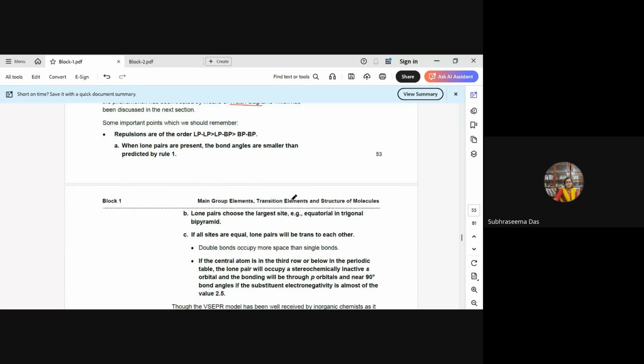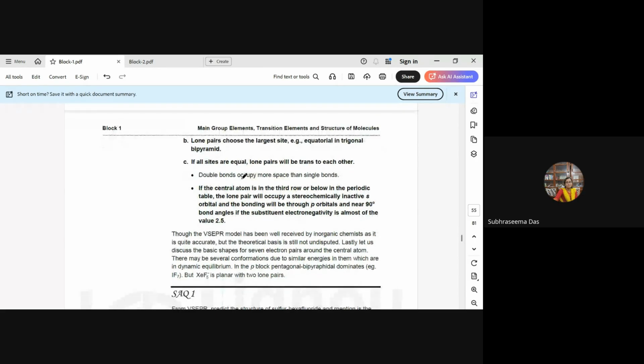So some important points that we should remember about VSEPR theory are that when lone pairs are present, the bond angles are smaller than that predicted by rule 1. The lone pairs always choose the largest side, that is the equatorial position in the trigonal bipyramidal case. If all sides are equal, the lone pairs always try to remain in trans position to each other.